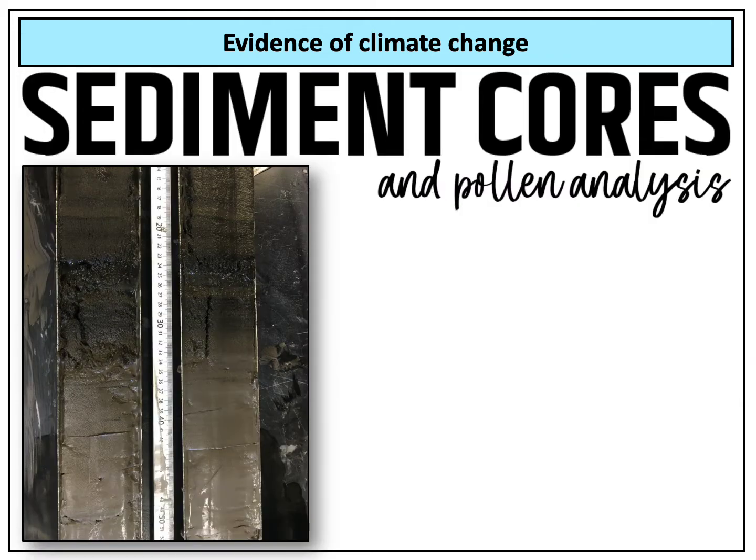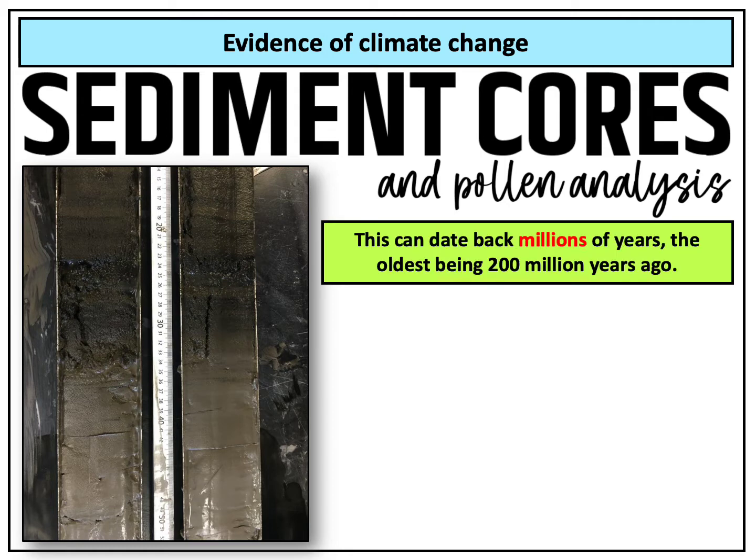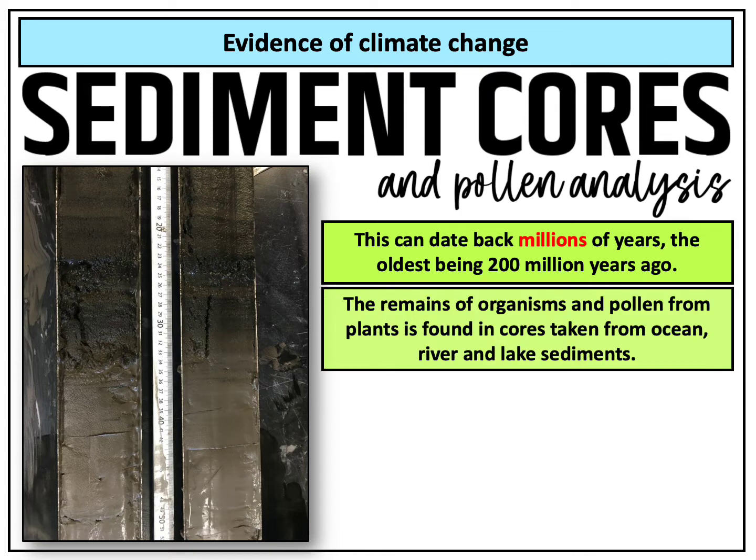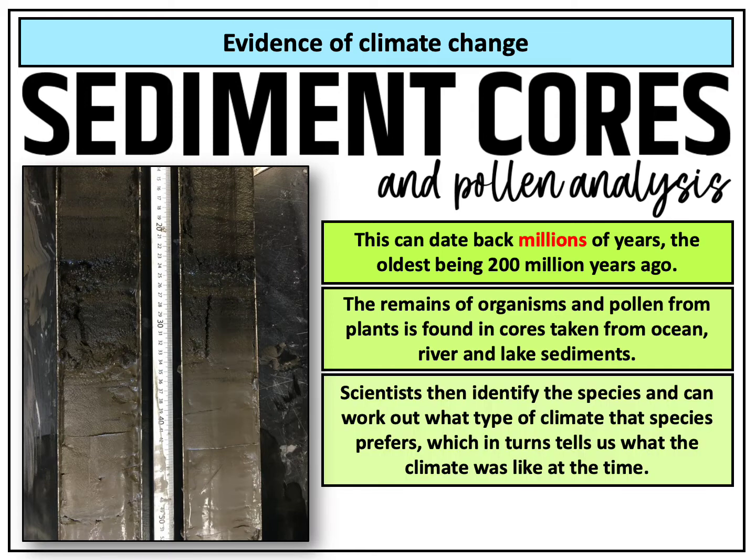A final piece of evidence that we are going to look at in this presentation is sediment cores and pollen analysis. These are really good because they can date back millions of years, the oldest being 200 million years ago. The remains of organisms and pollen from plants is found in cores taken from the ocean, river and lake sediments. Scientists then identify the species and can work out what type of climate that species prefers, which in turn tells us what the climate was like at the time.